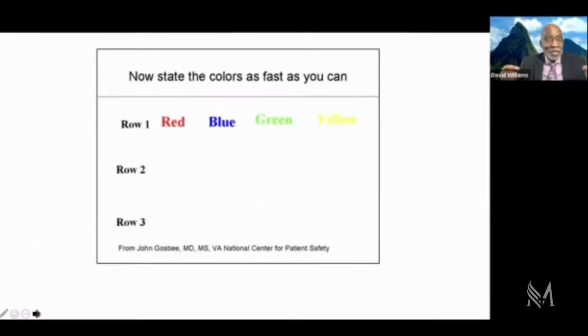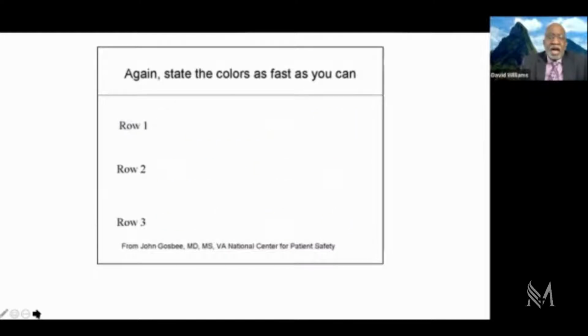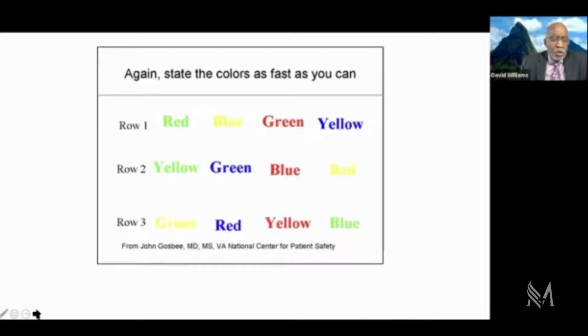Now we have the word and the color. So it's a little more difficult, but it's red. They match: red, blue, green, yellow, right? Second row: yellow, green, blue, red. Third row: green, red, yellow, blue. Now it gets interesting. I want you to read as quickly as you can. Green, yellow, red, blue. Are you with me? Green, blue, red, yellow. Third row: yellow, blue, red, green.